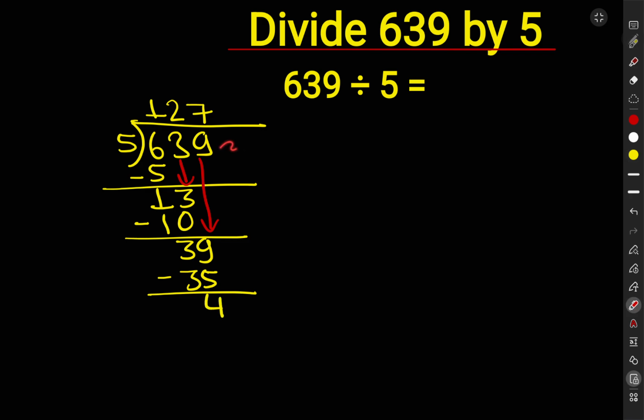So now we have no other number to put down. So we take a decimal here, so that we take 0. So it is 40 and 5 times 8 is 40. On subtracting we get 0.